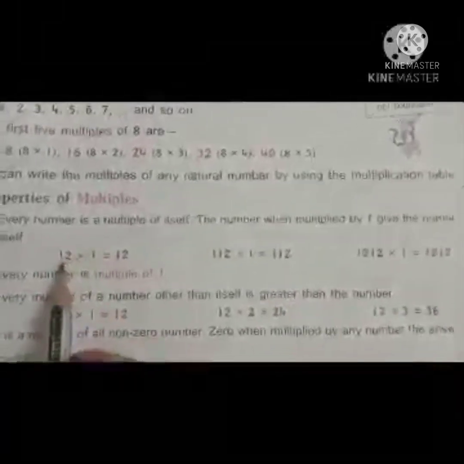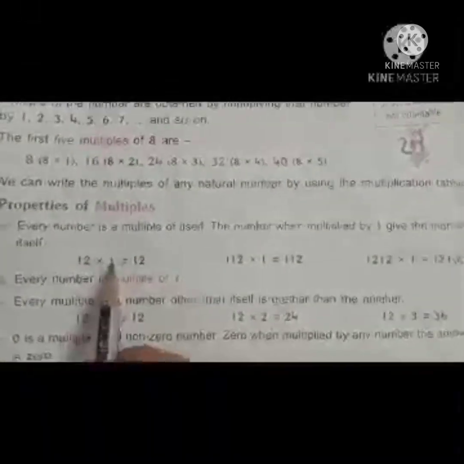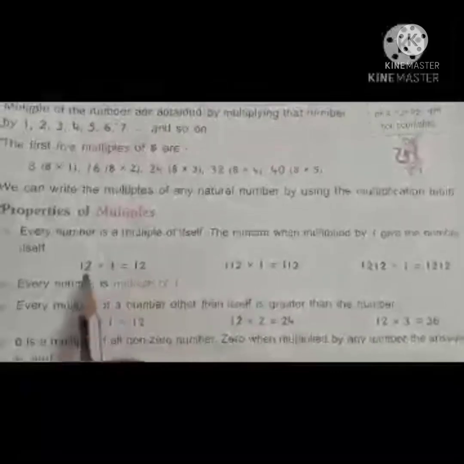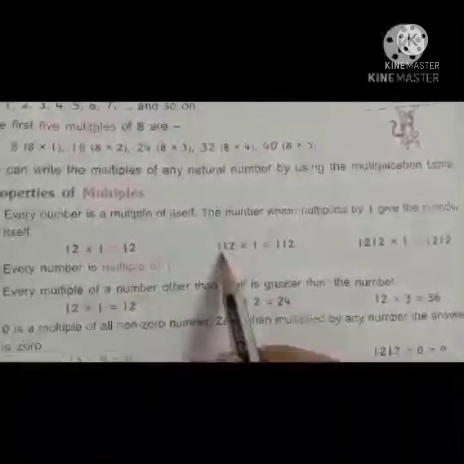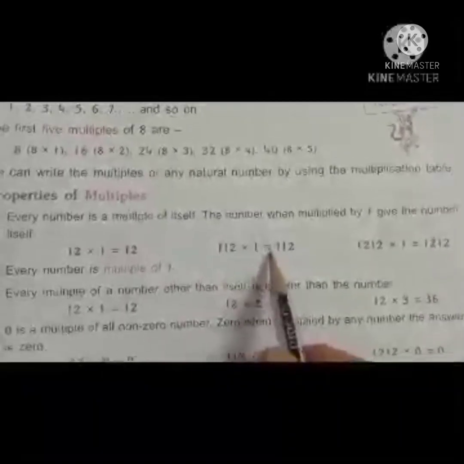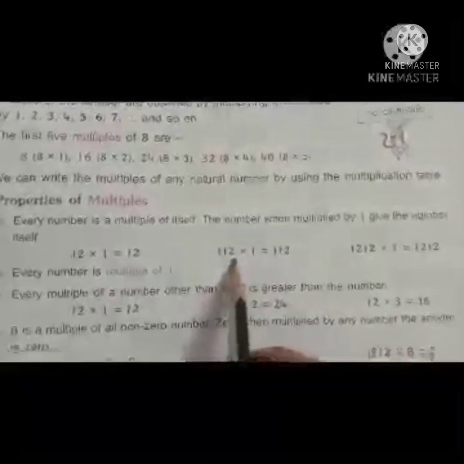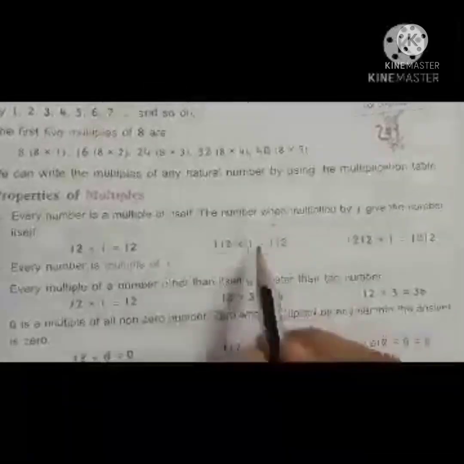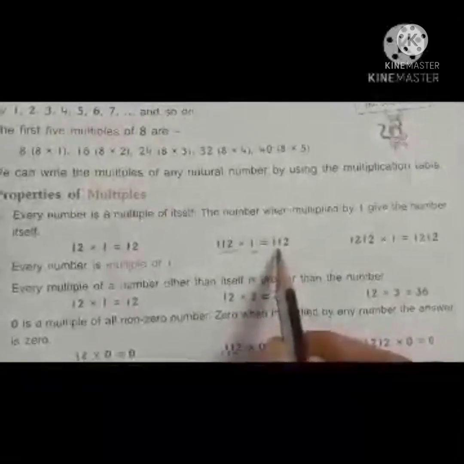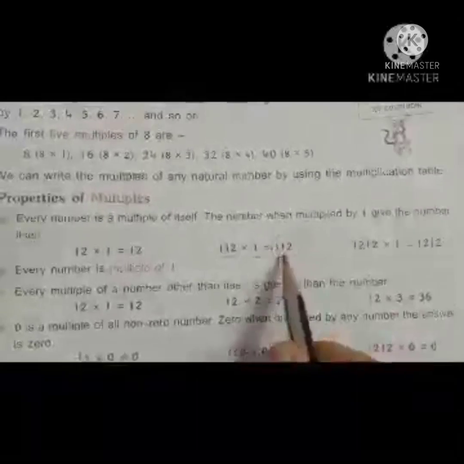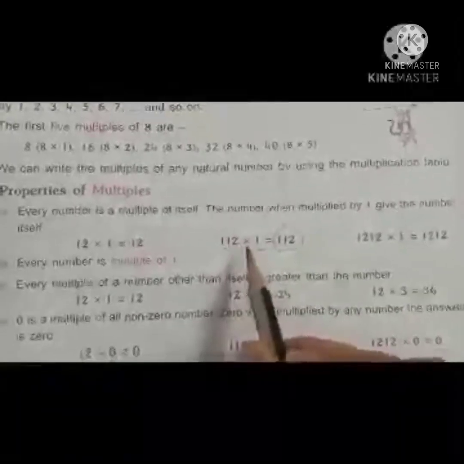See here the example. For example, 12 into 1. We are multiplying the number with 1. What is the given number? 12, no? That 12 is the answer only. And next, see here, 112 into 1 equals 112 only. We are taking the number as 112 and again we are going to multiply it by 1. What is the answer? The given number itself only, 112.